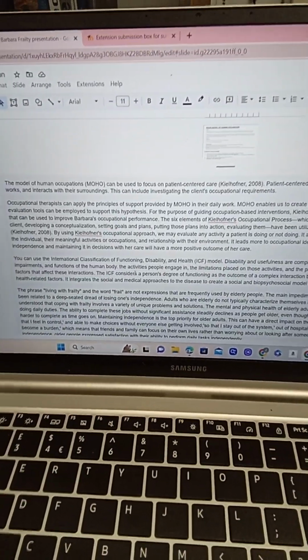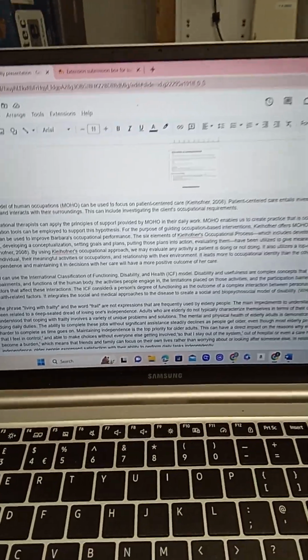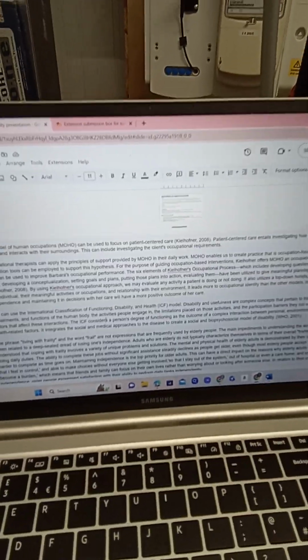There also is the ICF model, which you can use. The ICF considers a person's degree of functioning as the outcome of a complex interaction between personal, environmental and health related factors. This was another one I looked at, which was quite good.